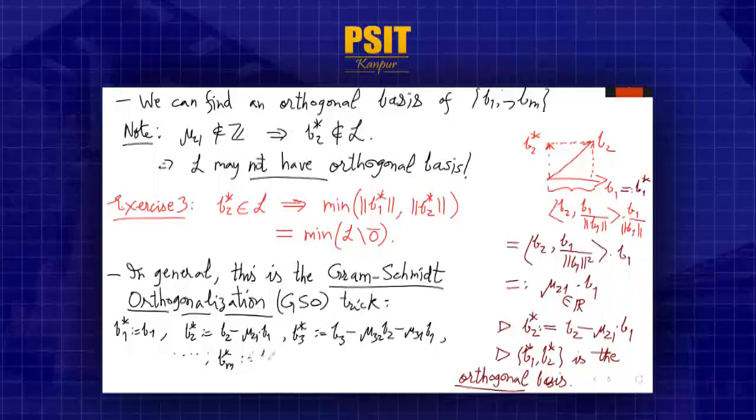Ultimately, BM star will be BM minus mu M1 B1 and so on, up to mu M,M minus 1 B M minus 1. Okay, so these are the orthogonal vectors forming the same vector space. But the problem always is that this may not be in the lattice. So this is a more refined basis, this goes outside the lattice basically.